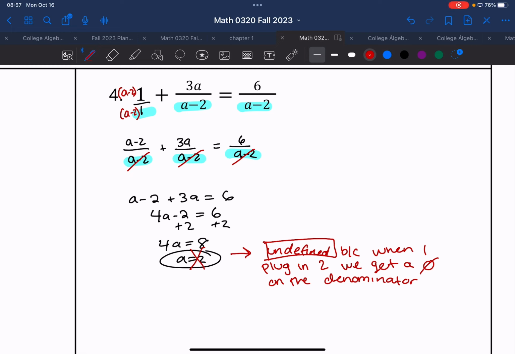So for rational equations, it's always best to just double check, even if you're just doing a mental check. If I plug in my answer, will I ever get a 0 on the denominator? Okay. Any questions so far?